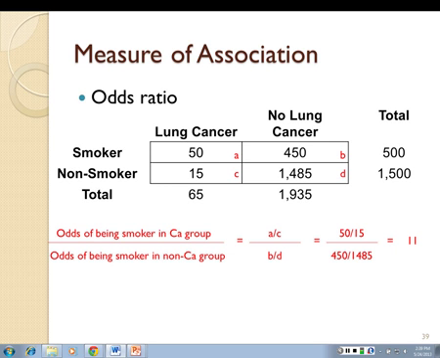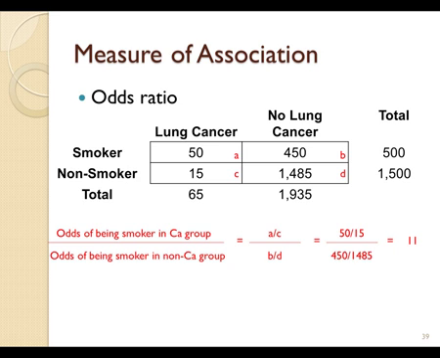So let's go ahead and go through just a quick little example. Here we have the odds of being a smoker in the lung cancer group. That's A over C. So the odds of being a smoker, smoking is our exposure, so we take the lung cancer group, and so the smokers in the lung cancer group, there's 50, divided by the non-smokers in the lung cancer group, which is 15, and that's the odds of being a smoker in the cancer group.